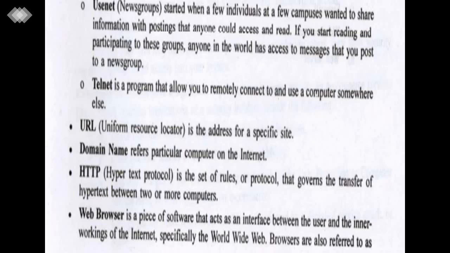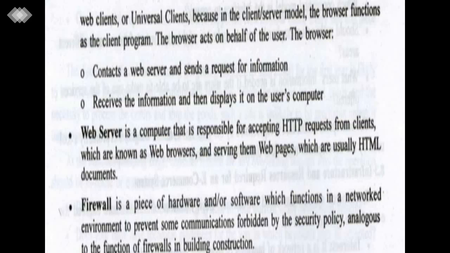And next is the web browser, which is a piece of software that acts as an interface between the user and the inner workings of the internet, especially the World Wide Web. It is also referred to as a web client or universal client, because in the client-server model the browser functions as the client program. On behalf of the user, it contacts a web server, sends a request for information, receives the information and then displays it on the user's computer.